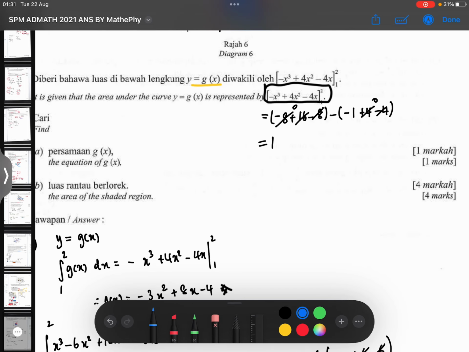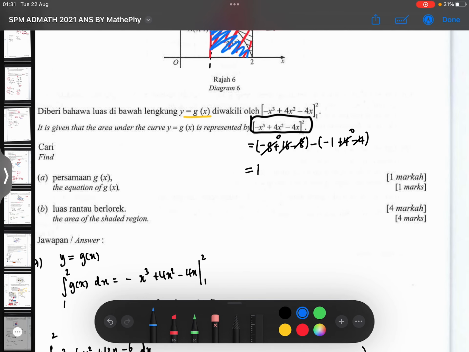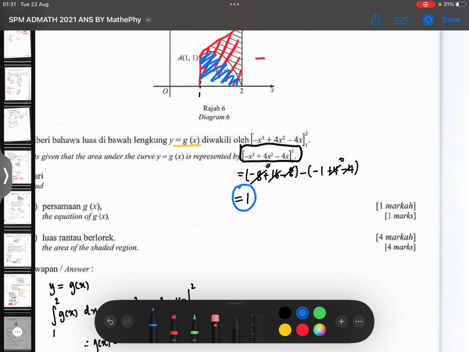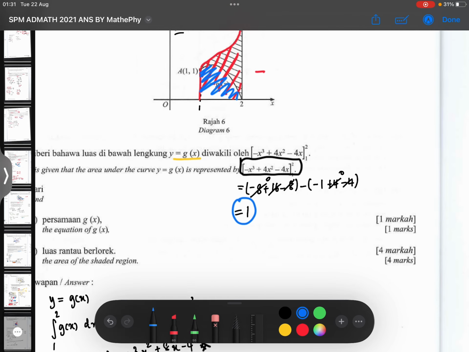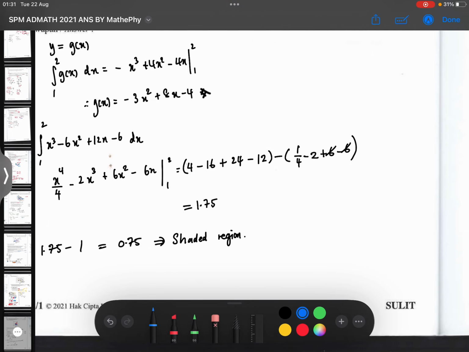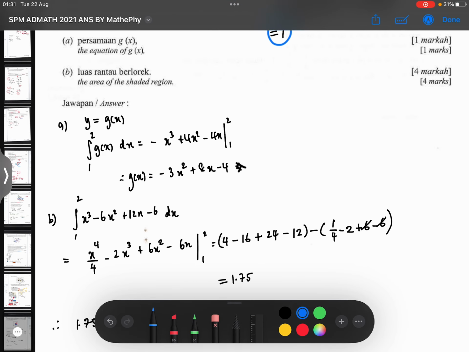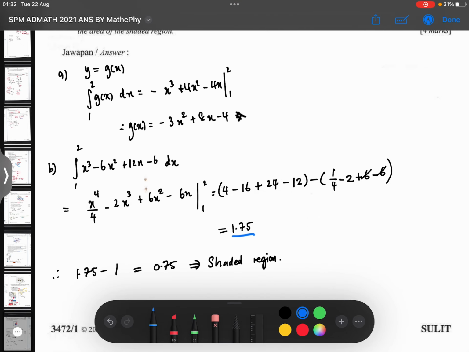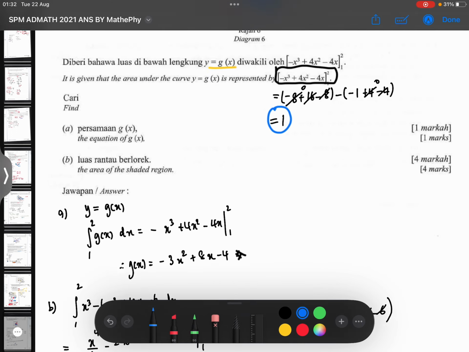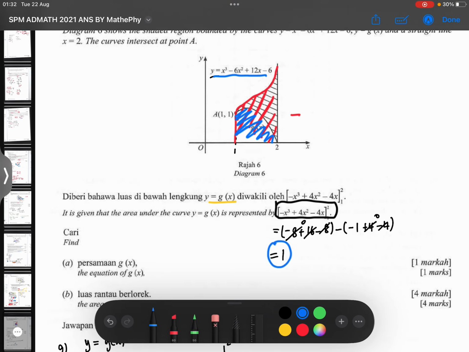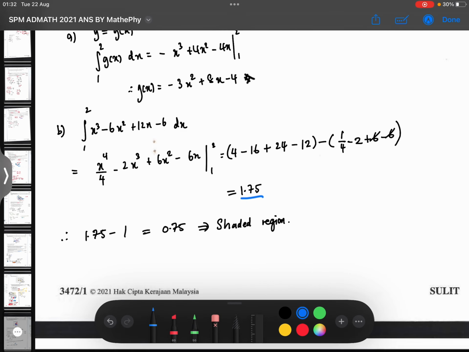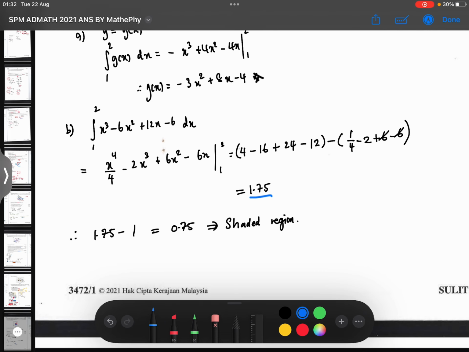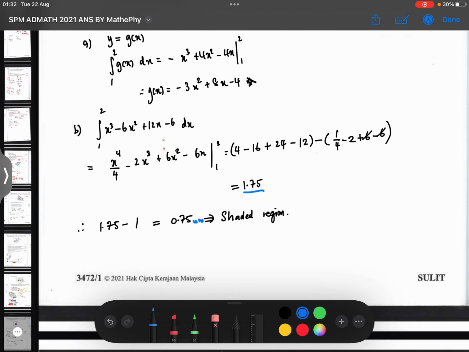So I find the area under the curve of g(x) from 1 to 2 is 1, and the area of the red one, you just integrate this curve from 1 to 2. So I get 1.75. You need to minus with the blue curve, blue region, which is 1. So you are left with 0.75 unit. So this should be unit square, because it is area.